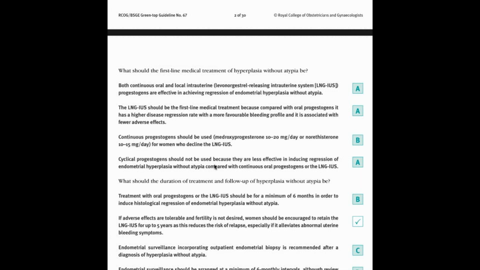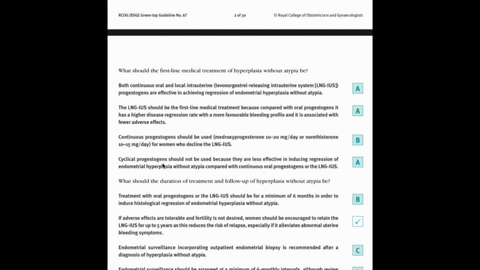Cyclical progestogens should not be used because they are less effective in inducing regression of endometrial hyperplasia without atypia compared to continuous oral progesterone or the Mirena coil. So when you talk about the oral progesterone, tell her you'll take it throughout the month, every single day. Okay. Now, what should the duration of treatment and follow-up of hyperplasia without atypia be? Treatment with oral progestogen or the Mirena should be for a minimum of 6 months in order to induce histological regression of endometrial hyperplasia without atypia.